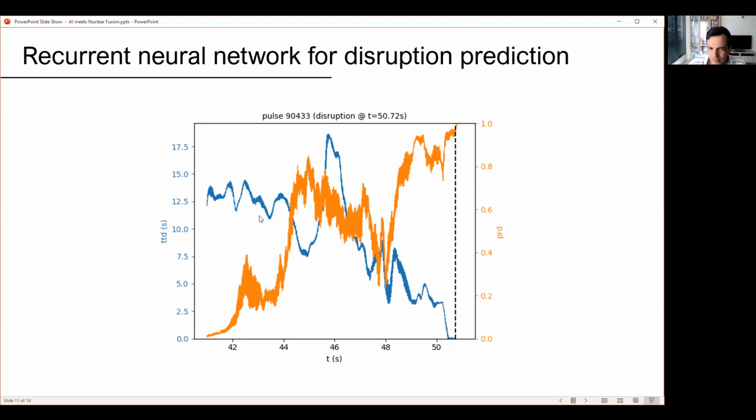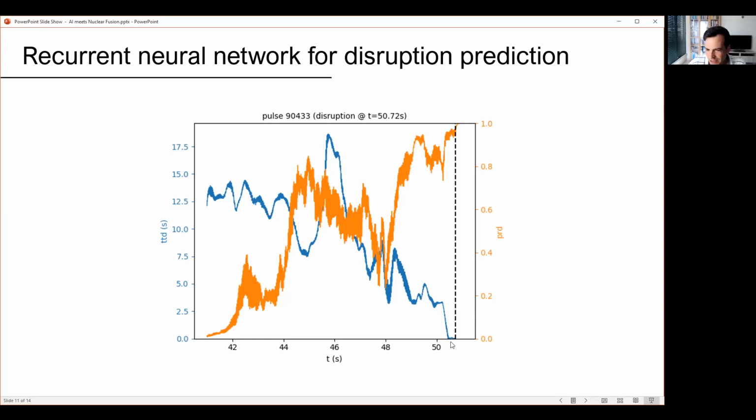And in blue, you have the predicted time to disruption. So here at the beginning of the experiment, the model is predicting that we have about 12 seconds to the disruption. Somewhere in the middle of the experiment, actually the time goes up. So this is an indication that the experiment is actually looking very safe. So disruption is very, very far away. But then as we proceed, the time starts going down very fast.